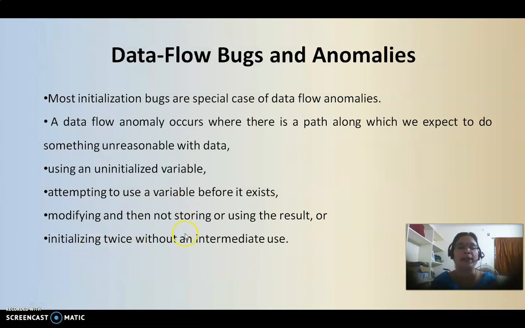And modifying and then not storing or using the result, or modifying the type, and initializing twice without an intermediate use. That means you have initialized a variable a, then reinitialize the same variable, and without initializing a variable you are using it. Or you have declared a variable but didn't initialize it. All these cases come under data flow bug anomalies. These come under one variation of the initialization bugs.